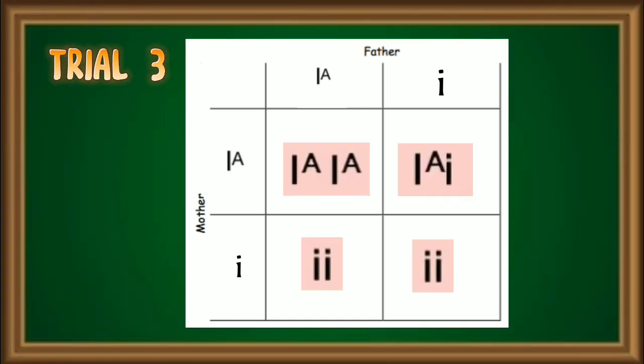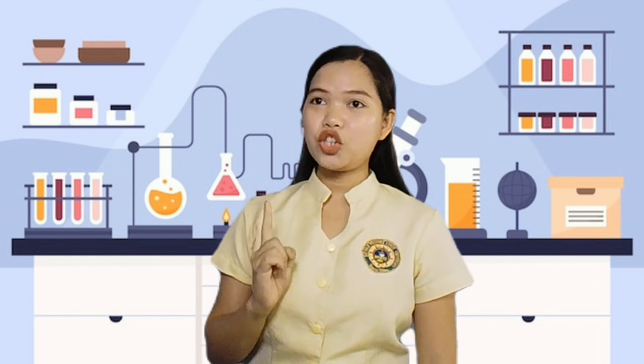From all the sample trials, trial 3 is the one that can yield a 50% probability of type A offspring and 50% probability of type O offspring. So the answer is trial 3. Great job, class! You did a good job helping the couple find the real son.